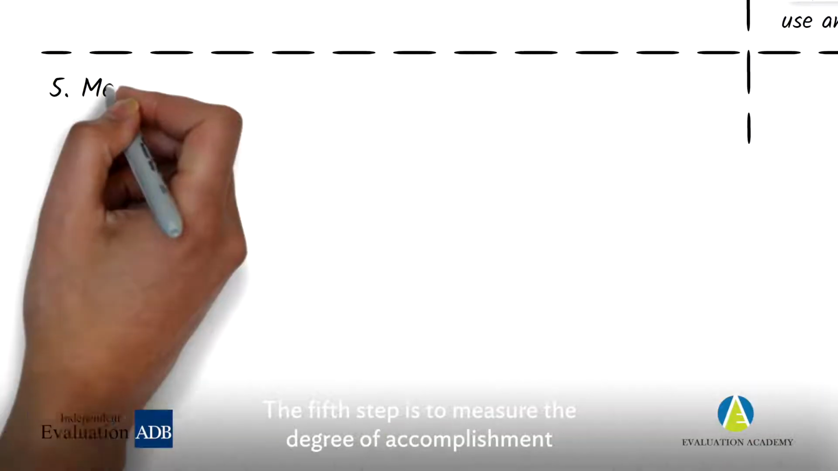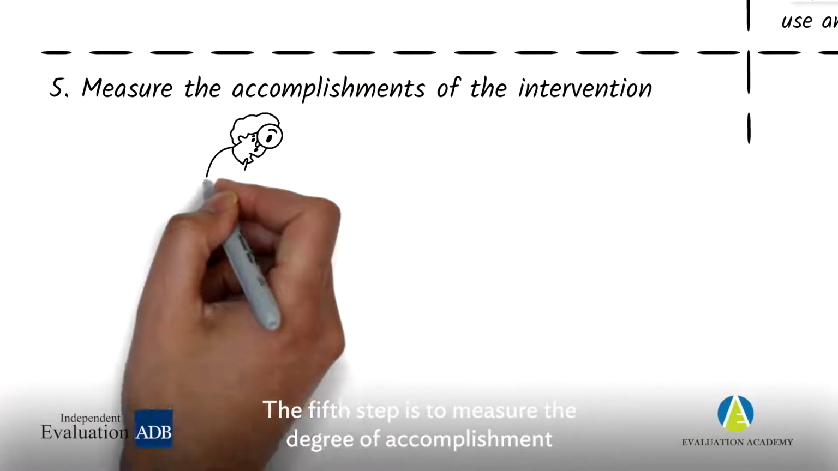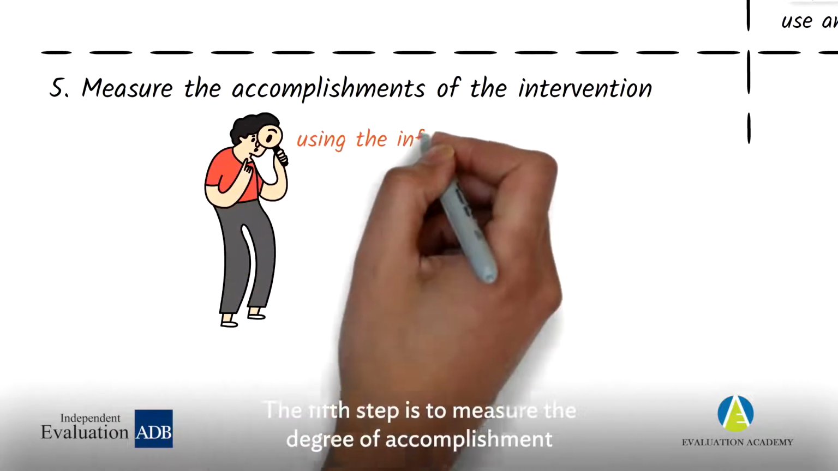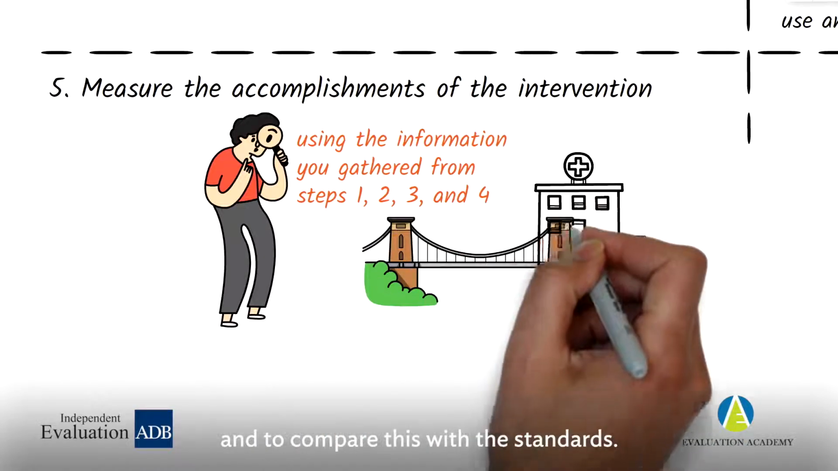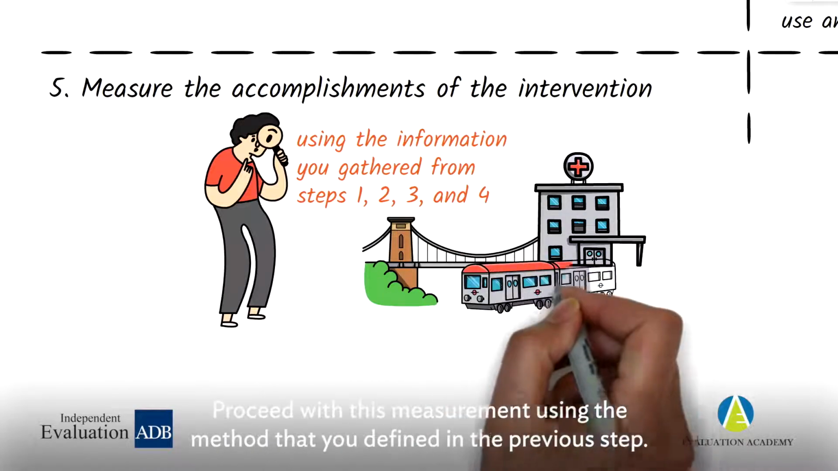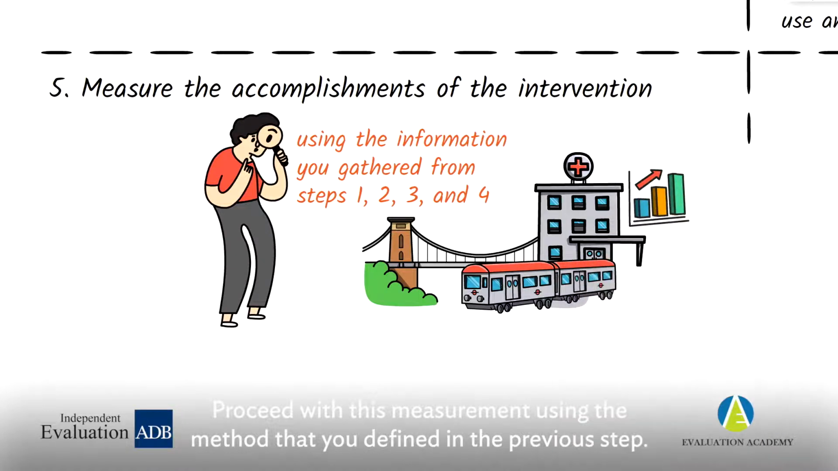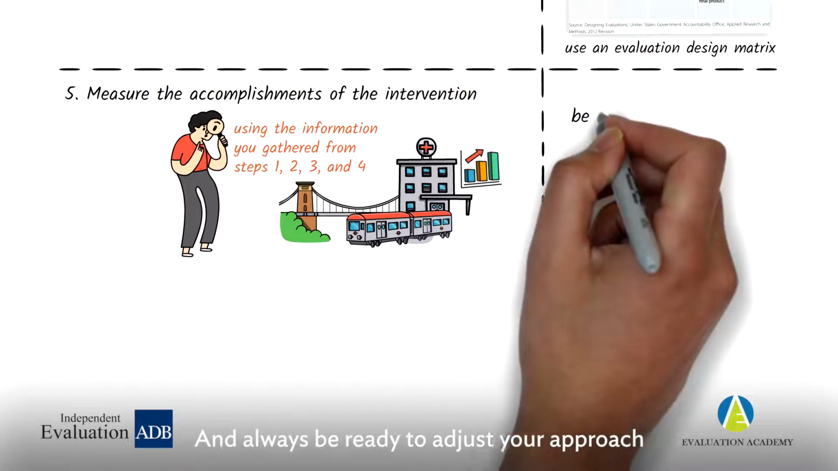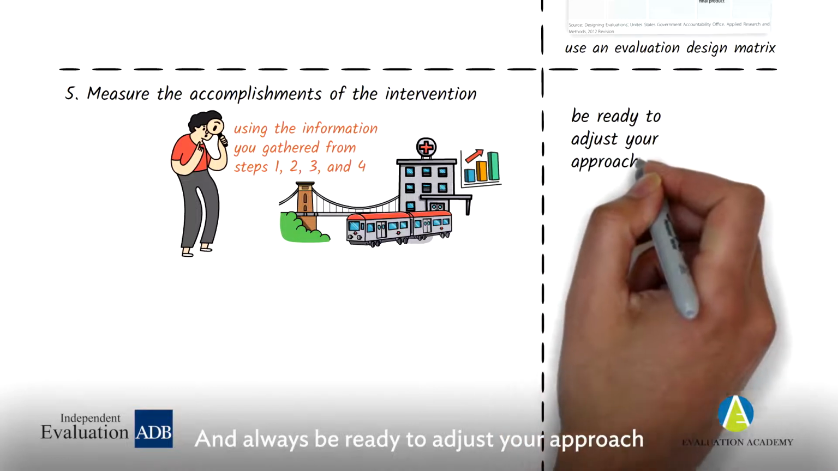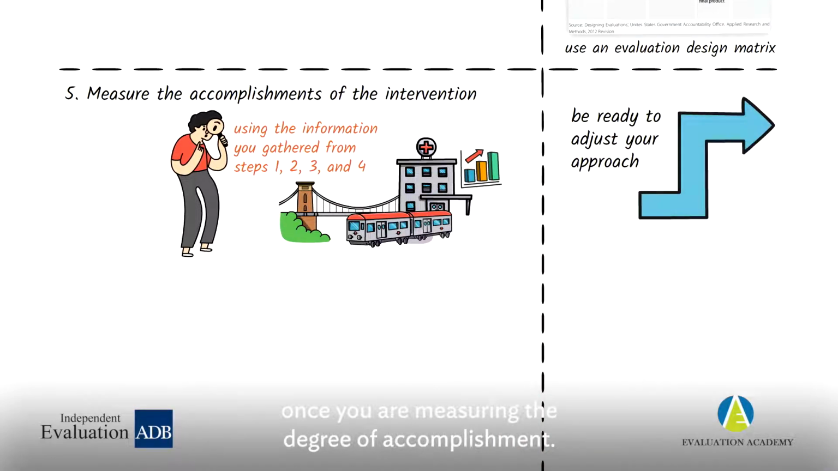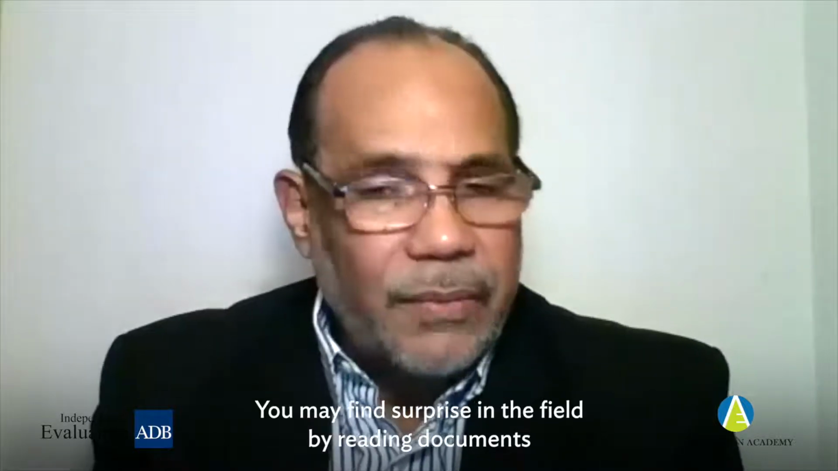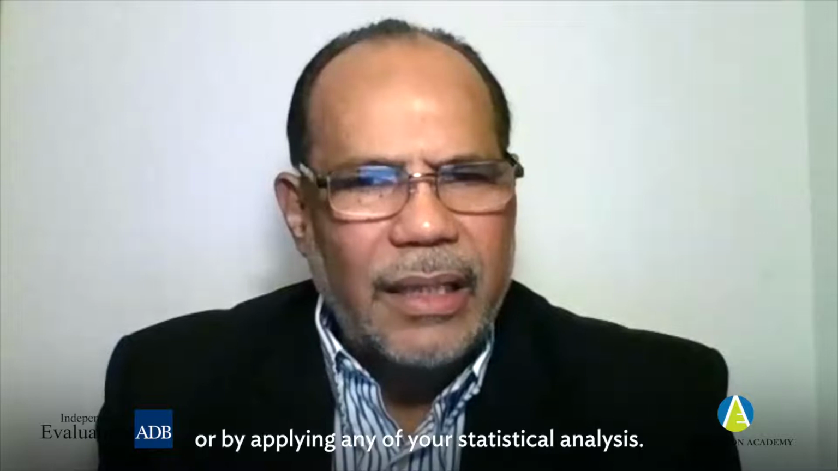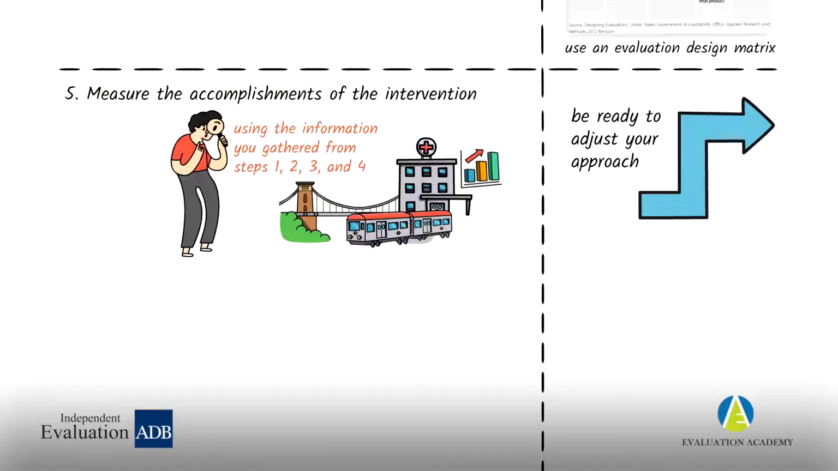The fifth step is to measure the degree of accomplishment of your object with the criteria and to compare this with the standards. Proceed with this measurement using the methods that you defined in the previous step, and always be ready to adjust your approach once you are measuring the degree of accomplishment. You may find surprises in the field, by reading the documents, or by applying any of your statistical analysis.